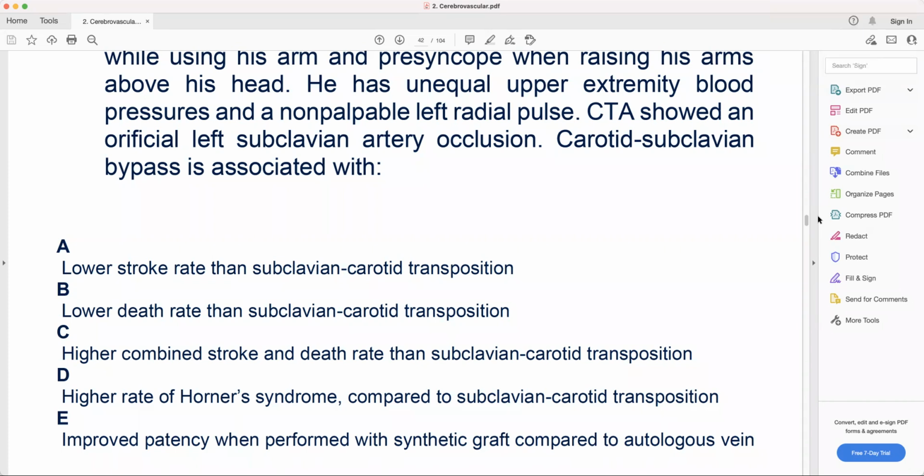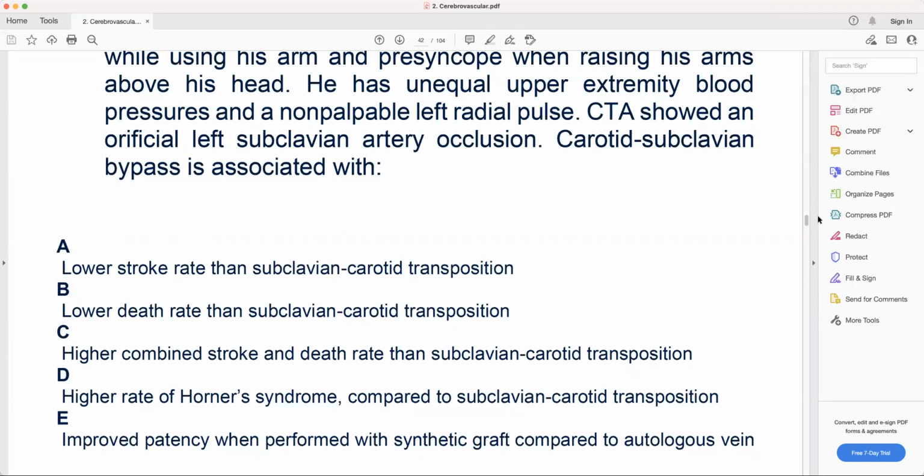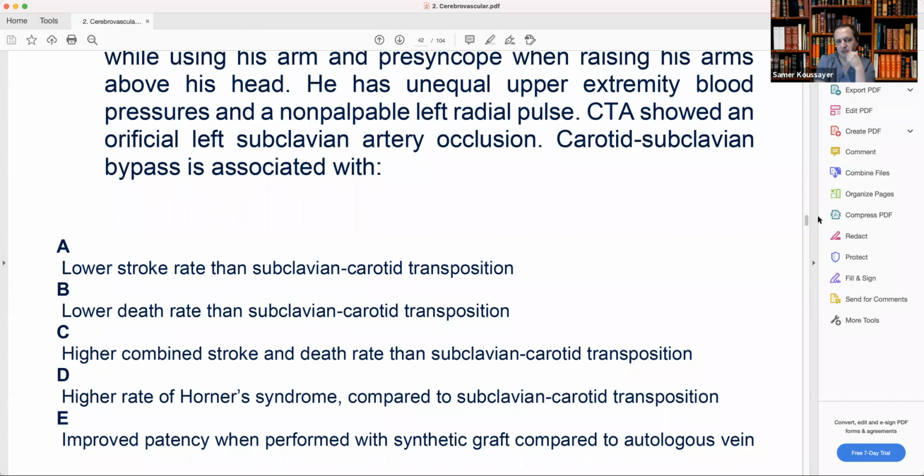Lower death rate than subclavian carotid transposition. This is also a no. And C, higher combined stroke and death rate than subclavian carotid transposition. Also, this one has no difference. So, higher rate of Horner syndrome compared to subclavian carotid transposition. This may be correct. No, maybe. Just a second. Just say no.